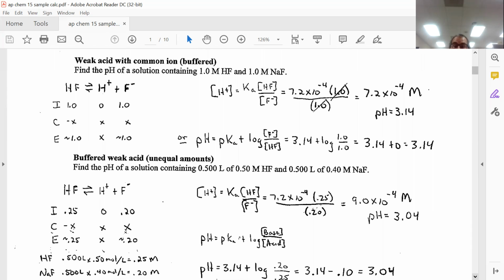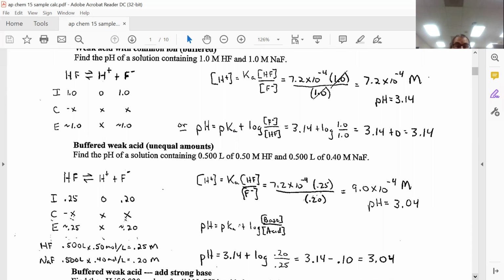And let's take a look at this one right here. We don't have the same amounts. So it looks like we got 0.5 molar HF and 0.4 molar NaF. We have equal number of liters of each. So if I did a dilution factor and cut each one in half, the HF would go to 0.25, and the F minus, we don't really care about the Na plus, it's a spectator, goes to 0.20.